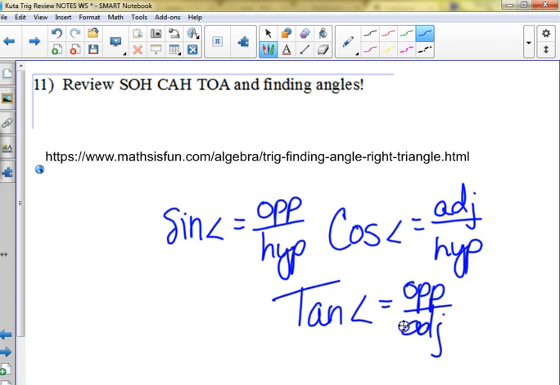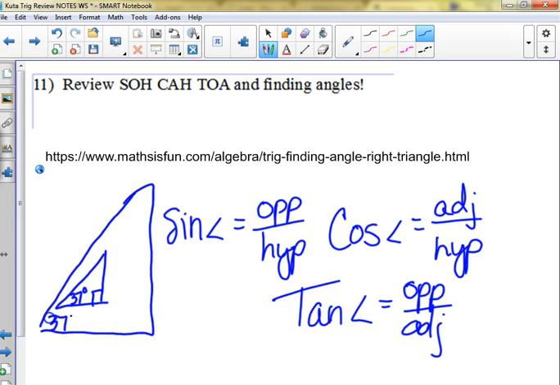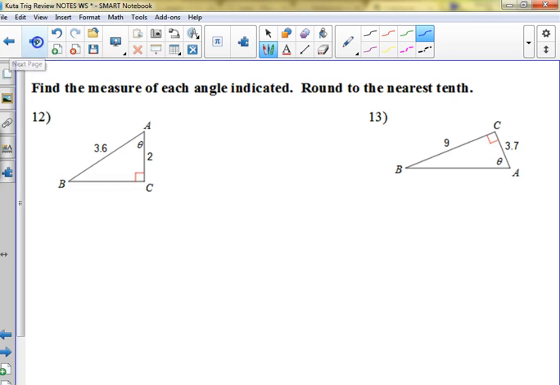opposite over adjacent. Do you know why this works? Do you know that every triangle that has a right angle and a 37-degree angle is similar to every other triangle that has a right angle and a 37-degree angle? They're similar, right? They get bigger or smaller, the sides do. So therefore, the ratio of this over this is the same as the ratio of this over this. It's like a scale factor thing. That's how it can be programmed into your calculator. All right. That was a commercial break for why this works.